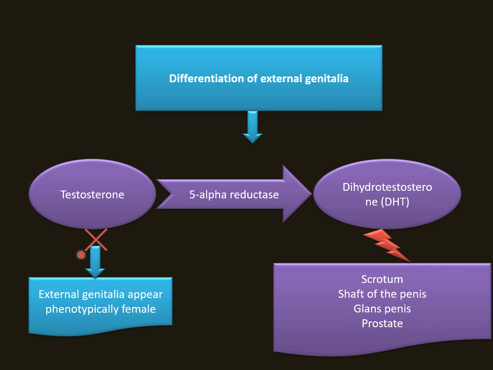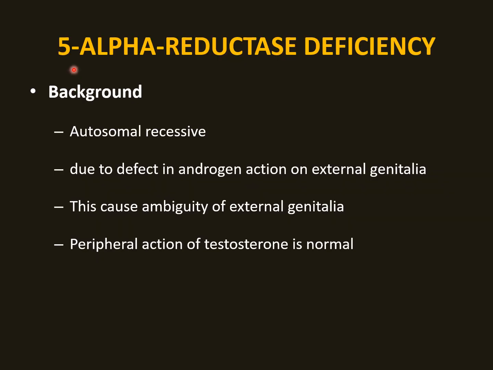If the testosterone is not working, external genitalia appears phenotypically female, and this is the case of androgen insensitivity. When the 5-alpha reductase is not working, you will have just ambiguous external genitalia, but the child is actually a male, is a boy. This is a classic presentation of 5-alpha reductase deficiency. It is autosomal recessive. That's why in the history we have to ask about consanguinity due to the defect in androgen action on external genitalia.